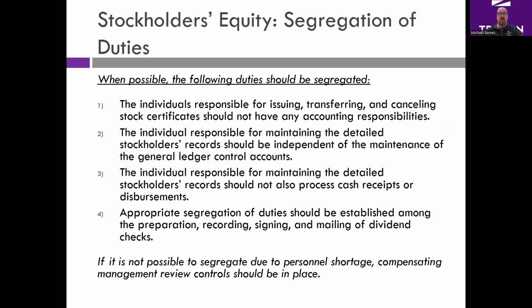The individual responsible for the detailed stockholders record should be independent of maintenance of general ledger control accounts. These are kind of redundant functions that occur with recording at different areas in the organization, which we've seen already. This is not really segregation of duties, but more a separation of responsibilities that are redundant to one another. The individual responsible for maintaining the detailed stockholders record should not also process cash receipts or disbursements, so recording and custody. And the appropriate segregation of duties should be established among the preparation, recording, signing, and mailing of dividend checks. That's all three: custody, authorization, and recording.